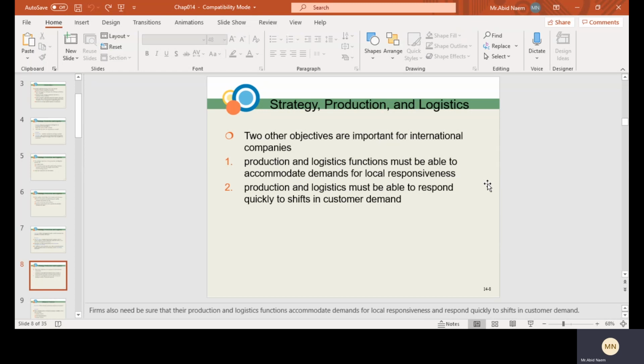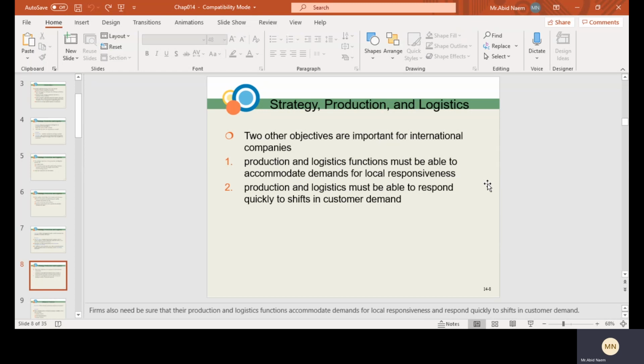There are two main objectives for international companies to understand and implement with reference to strategy, production, and logistics. Production and logistics functions must be able to accommodate demand for local responsiveness. Now, let me once again clarify the concept of local responsiveness.